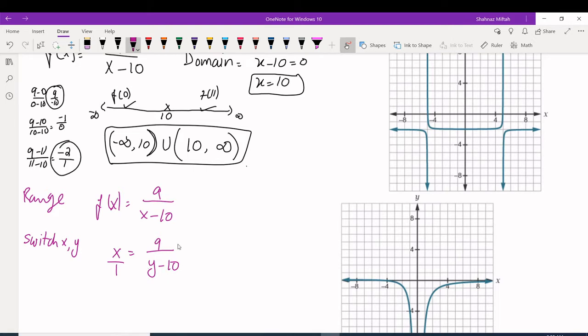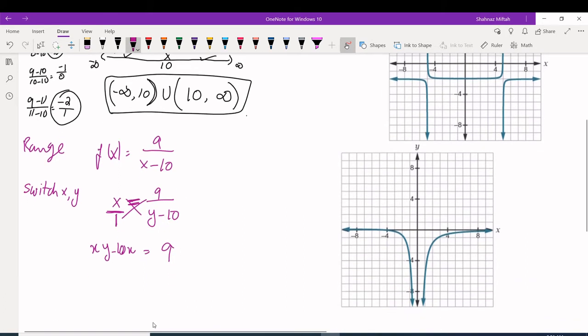Now always make sure when you have a fraction on one side and you don't have a fraction on the other side, always make both of them fractions and cross multiply, because equal means that's a proportion. You can do the cross multiplication. So if I cross multiply, I get xy minus 10x. I multiplied x with y and I multiplied x with 10, equal to 9 times 1, which is 9. Now let's solve this for y. So I get xy, and add 10x to both sides. So this is going to give me 10x plus 9.